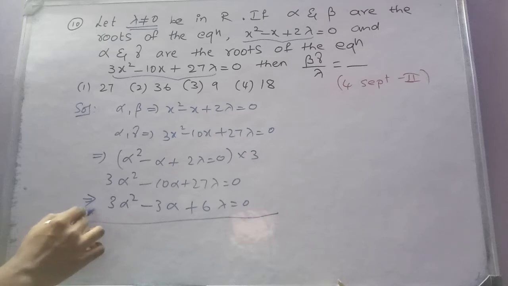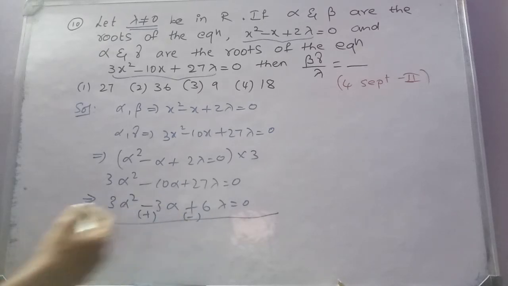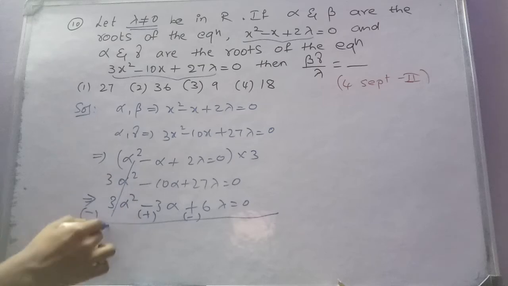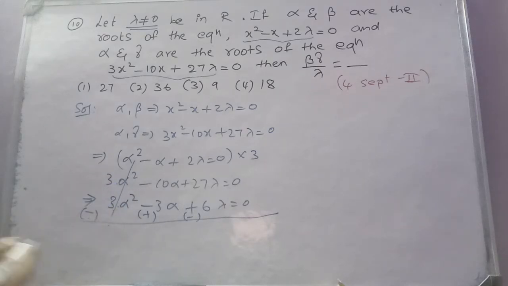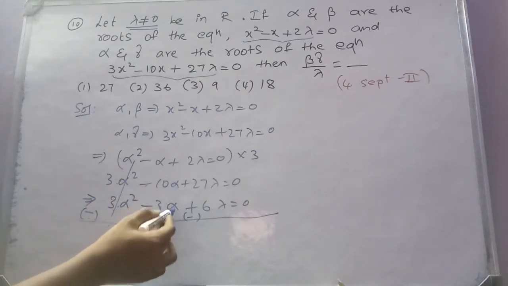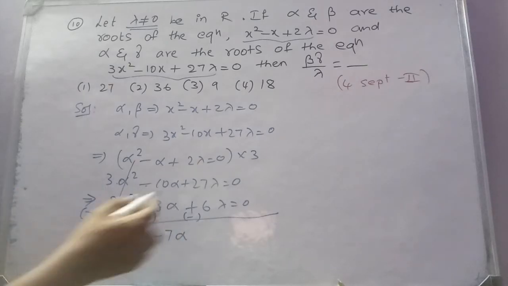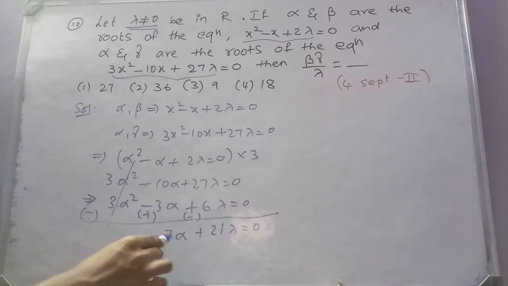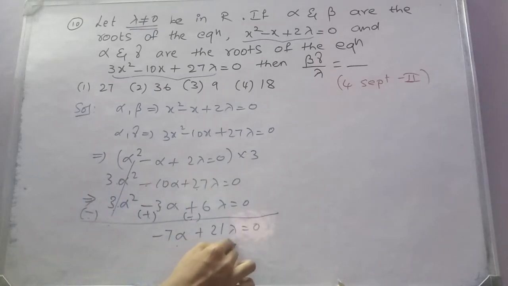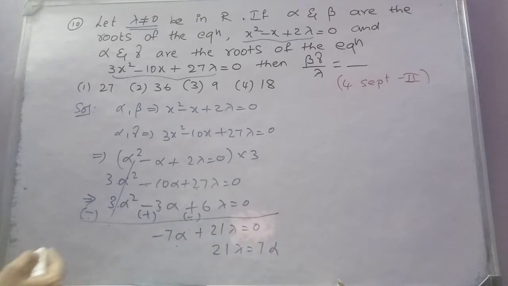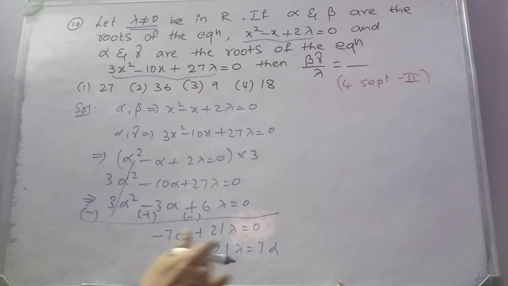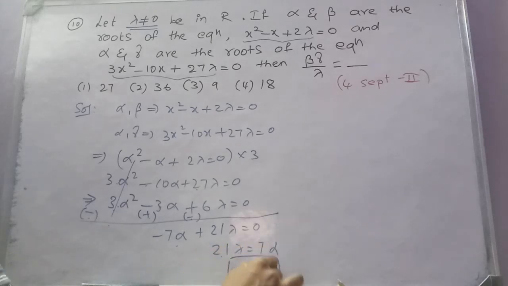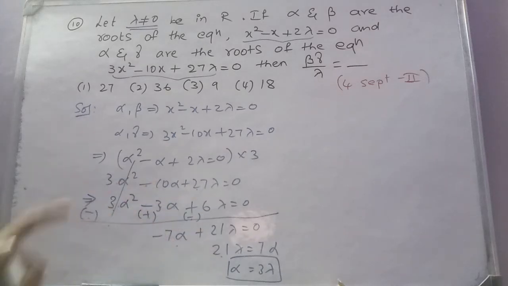So by subtracting, the signs will change at the bottom. So these two will get cancelled because 3 alpha square minus 3 alpha square get cancelled. Minus 10 alpha plus 3 alpha is minus 7 alpha. And then 27 lambda minus 6 lambda is 21 lambda. Now you can take minus 7 alpha to the right side. So 21 lambda is equal to 7 alpha, and divide by 7 on both sides. So you'll get 3 lambda is equal to alpha, or alpha is equal to 3 lambda. Observe, alpha is equal to 3 lambda. This is the first clue.